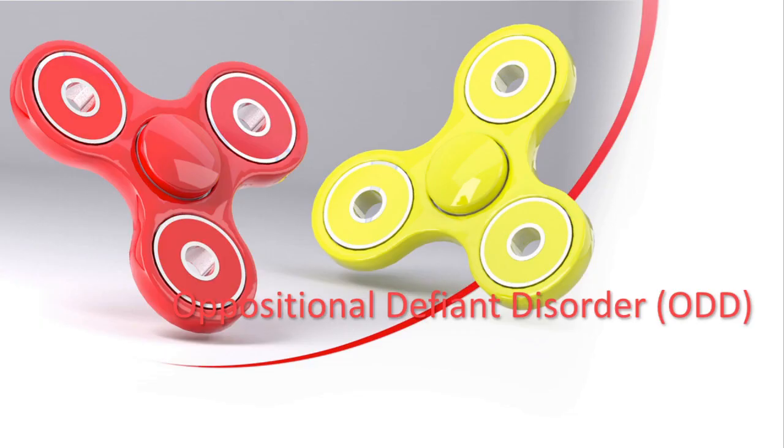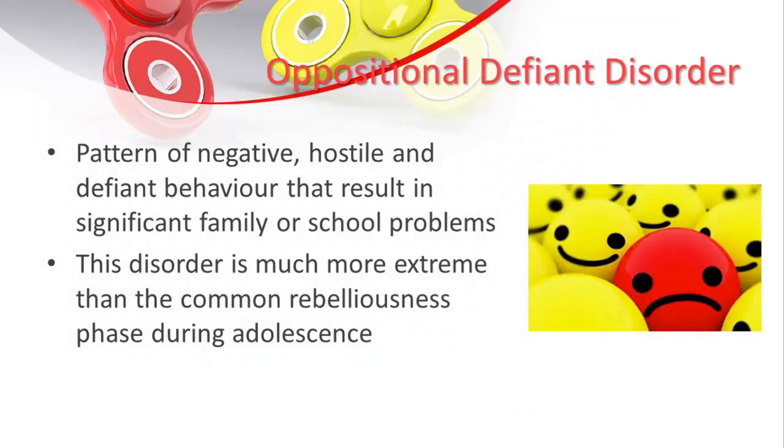The next behavioral disorder in children is oppositional defiant disorder. In short, it is called ODD. It is a pattern of negative, hostile and defiant behavior that results in significant family or school problems. This disorder is much more extreme than the common rebelliousness faced during adolescence.